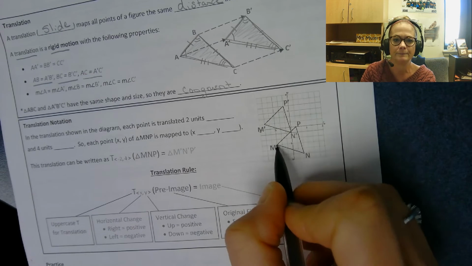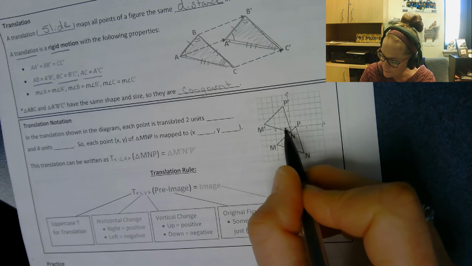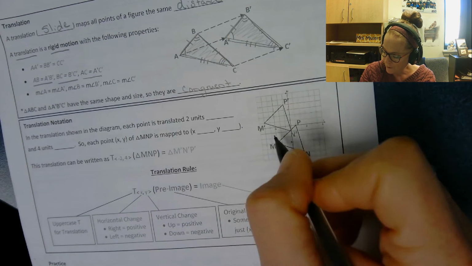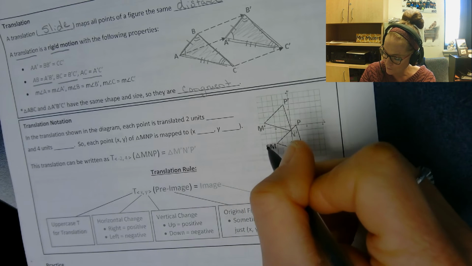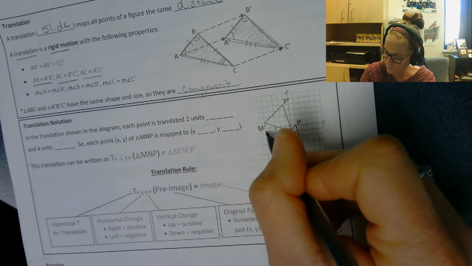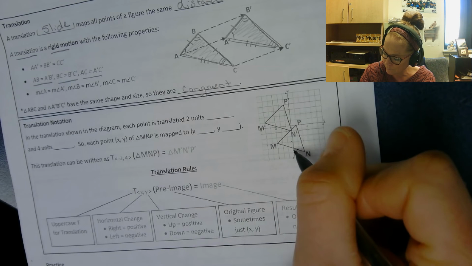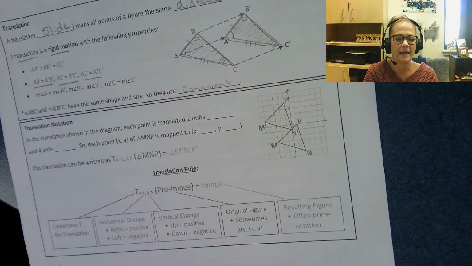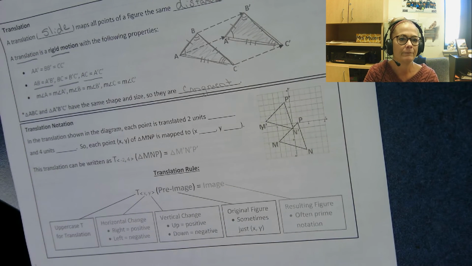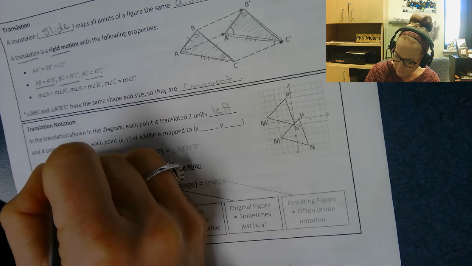So let's just pick a point and check. M goes 2 to the left. P goes 2 to the left. N goes 2 to the left. All right, and so if M goes 2 to the left, to map onto M prime, it went 2 to the left, and then it also went 1, 2, 3, 4 up. P went 2 to the left, and 1, 2, 3, 4 up. N went 2 to the left, and 1, 2, 3, 4 up. So that's a congruent slide to the left and slide up. So in this translation shown in the diagram, each point is translated 2 units left and 4 units up.